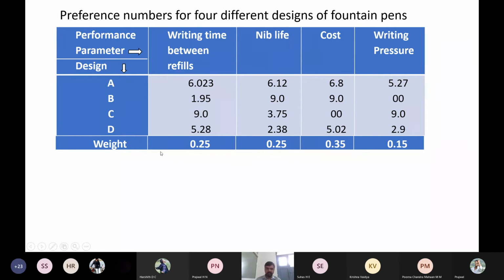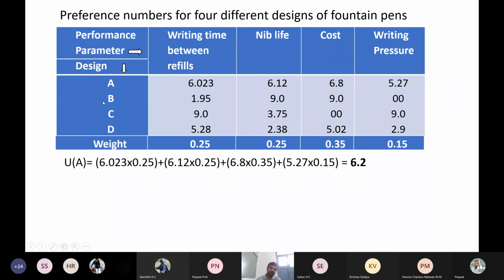Next, you have to find the overall utility of design concept A, and the overall or total utility of design concepts B, C and D. You know the procedure: multiply the preference number with the weightage. 6.023 into 0.25 plus 6.12 into 0.25 plus 6.8 into 0.35 plus 5.27 into 0.15. This will give you the total utility of design concept A. So the overall utility is 6.2.